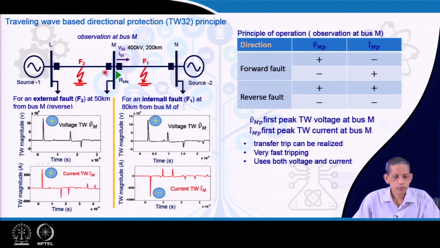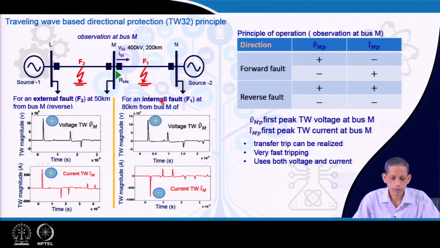For this F2, the voltage wave is positive and the corresponding current wave is also positive. This is going like this. So, current will also be seen as positive and voltage also positive, both positive. So, that is what we say, positive and positive, for this reverse fault.